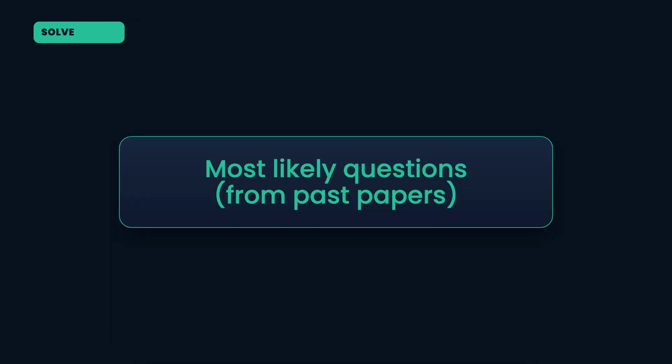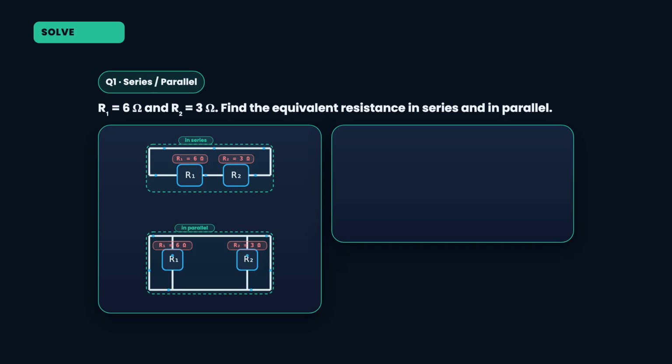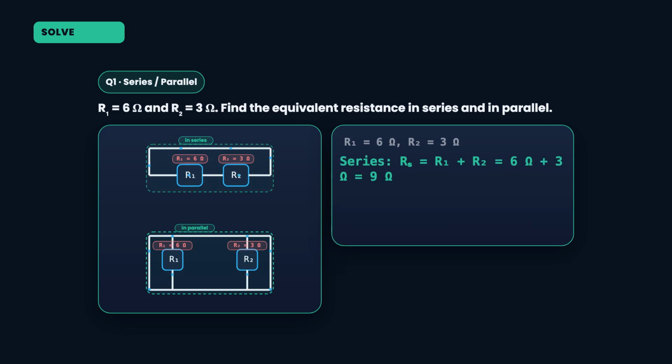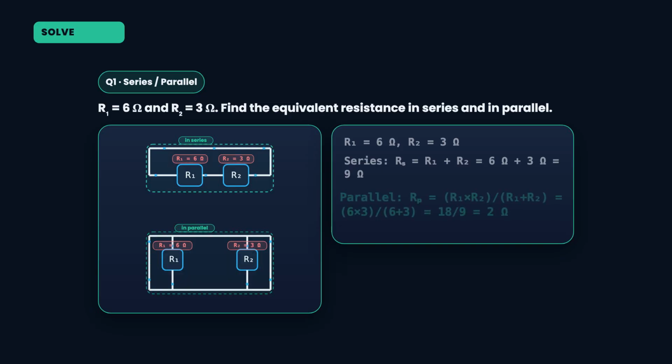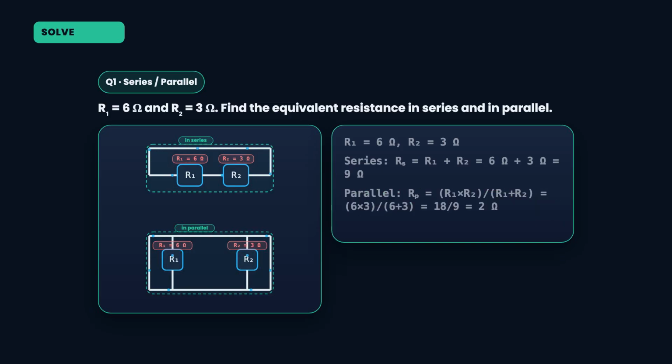These are the questions most likely to appear, ranked from years of CBSE papers. 1. Series versus parallel, 6 ohms and 3 ohms. In series, just add: 9 ohms. In parallel, product by sum, 18 by 9, which is 2 ohms. Notice the parallel value fell below the smaller resistor.